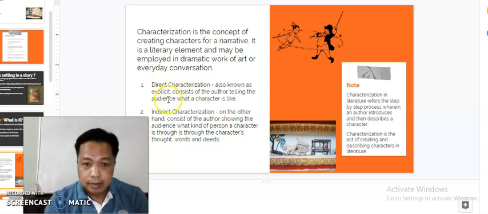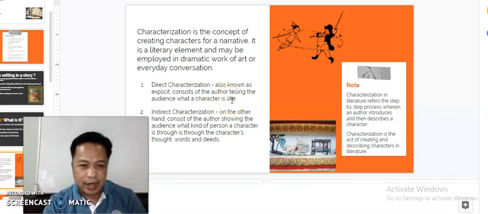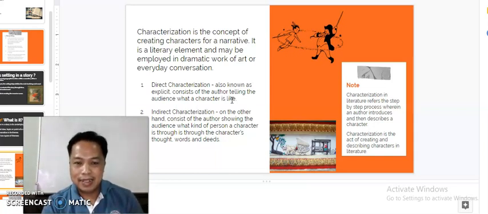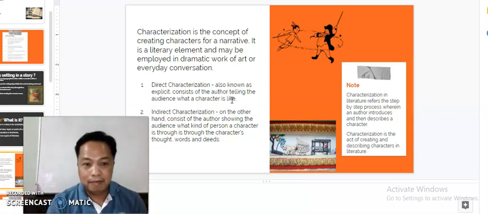Direct characterization is telling the audience what a character is like. For example, Bill is fat, not me, and handsome, like that. So it's describing a character.